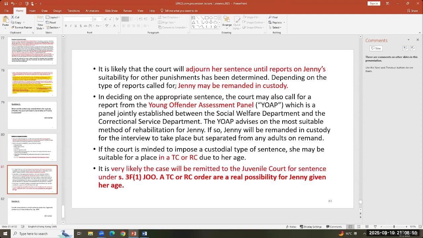So likely that the court will adjourn sentencing to call for pre-sentencing reports. There may also be a report from the Young Offender Assessment Panel, which would give advice on suitable sentences. Because of the seriousness of this offense, she may be sentenced to a training center or rehabilitation center. But it's quite likely that if she is tried in the district court along with her co-defendant's son, then the case will be remitted to the juvenile court for sentencing under Section 3F.